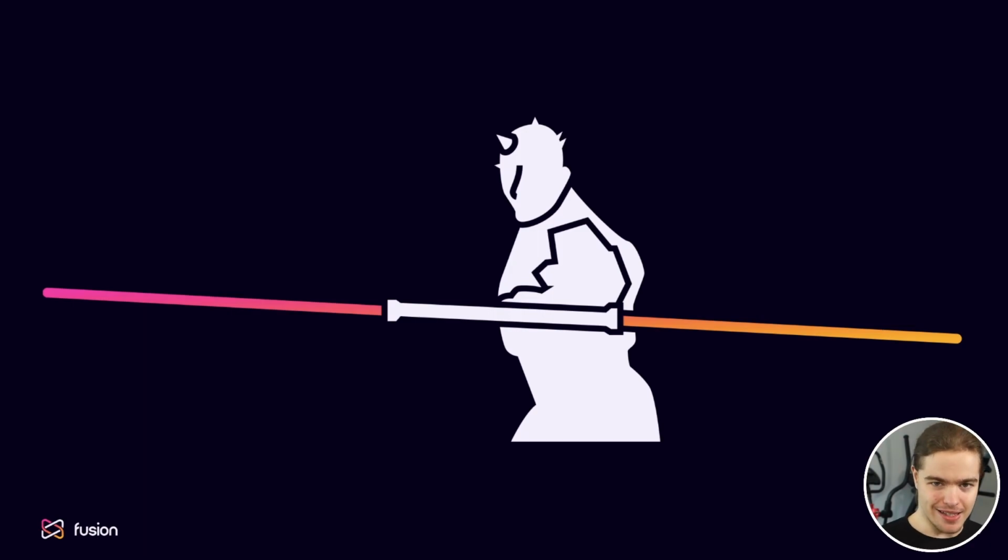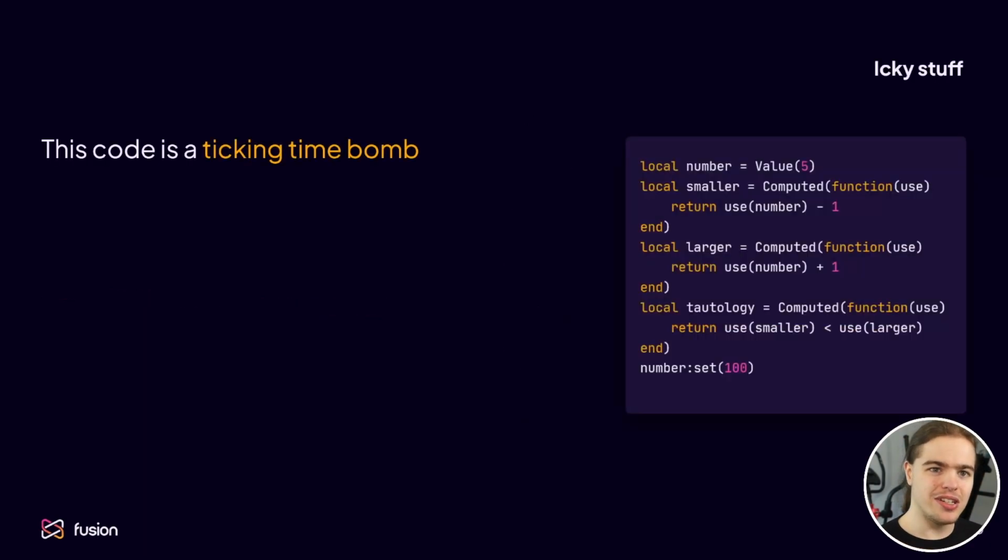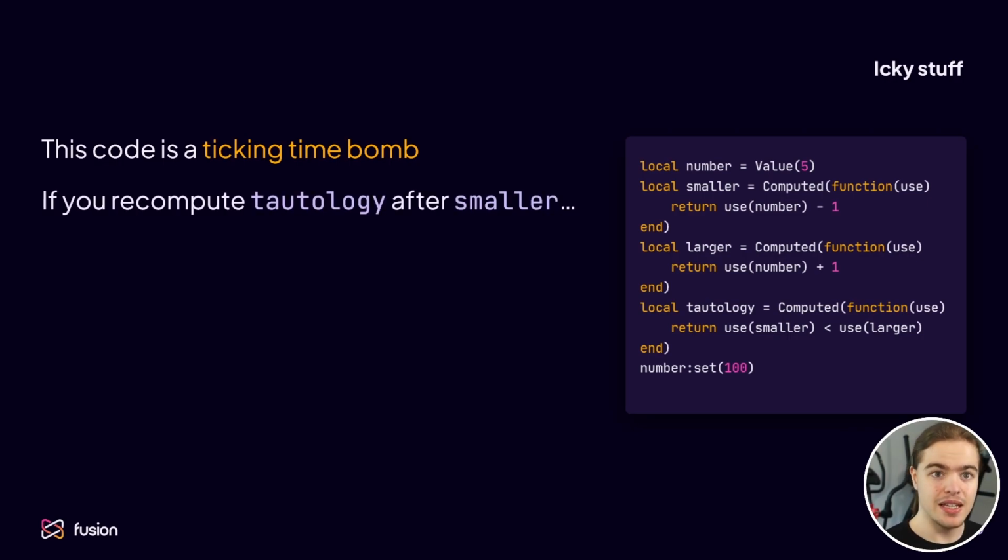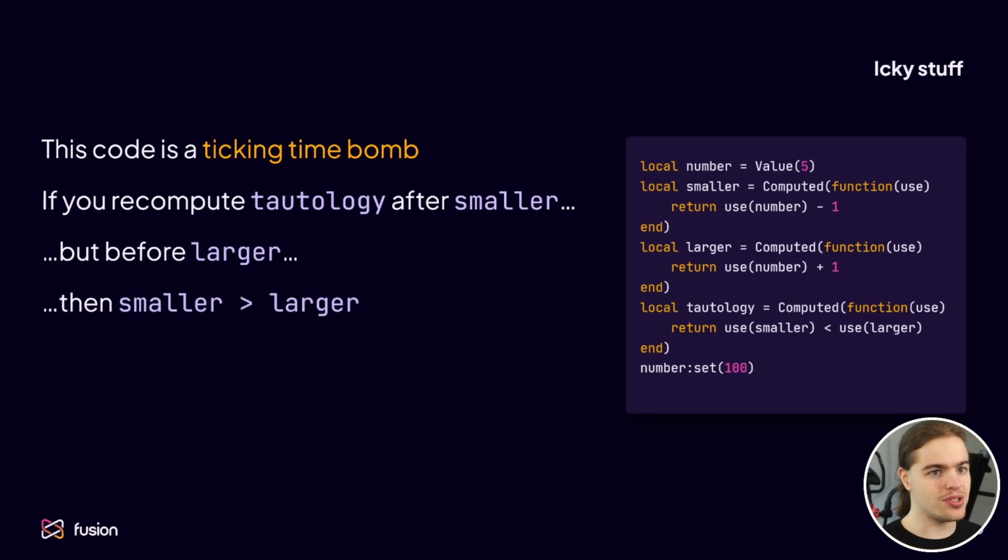But take a look at this. This code is a ticking time bomb. Consider this sequence of events. If you recompute tautology after smaller, but before larger, then you will see that smaller is larger than larger. Congratulations, you just broke mathematics.